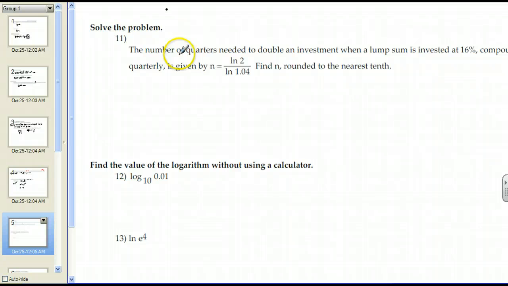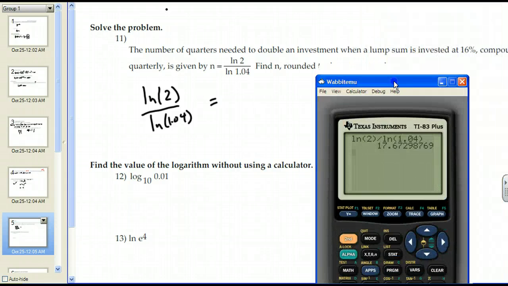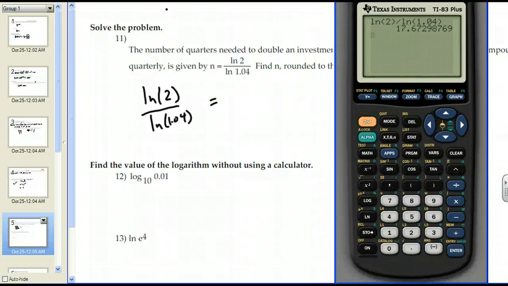The number of quarters needed to double an investment when a lump sum is invested at 16% compounded quarterly is given by that. Find n rounded to the nearest tenth. So that's just natural log of 2 divided by natural log of 1.04 on your calculator. Natural log 2, close parentheses, divided by natural log 1.04, close parentheses, enter. 17.67, to the nearest tenth, 17.7.